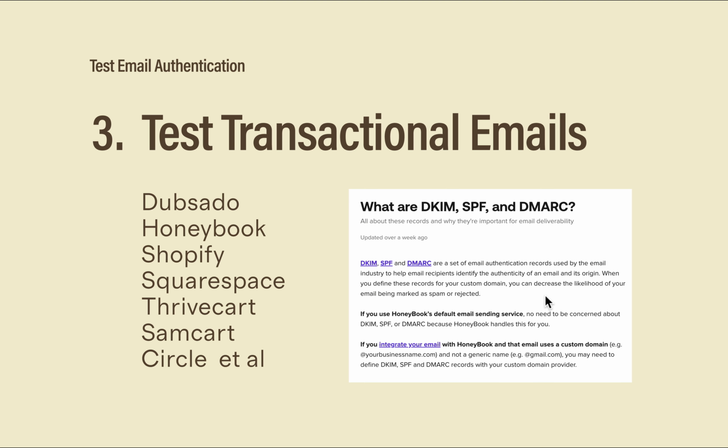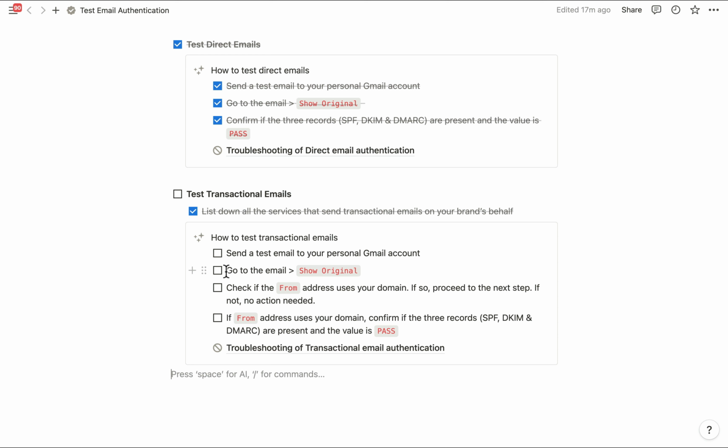However, most of these services also offer the option for you to use your custom domain in sending these transactional emails. In that case, that's when we need to check again our SPF, DMARC, and DKIM for those emails. So I highly recommend that you audit each of your transactional emails from different providers and then go through these authentication steps to check whether the from address is using your domain. If so, then we need to make sure that our SPF, DKIM, and DMARC are in place.